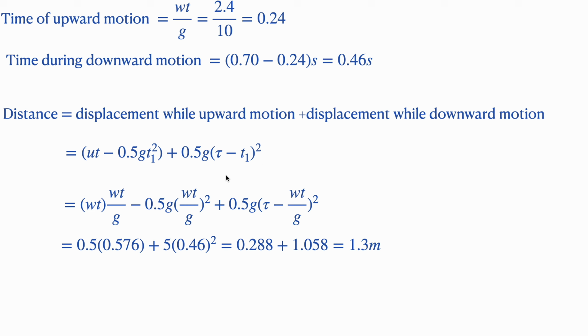If we sum these two expressions, we will get w t multiplied by w t divided by g minus 0.5 g w t divided by g whole square plus 0.5 g multiplied by tau minus w t divided by g whole square. If we put the values of w t and g and tau, we will get the value as 0.576 plus 5 multiplied by 0.46 whole square equals 0.288 plus 1.058 equals 1.3 meter. So the bolt travels the distance of 1.30 meter in a stationary frame.